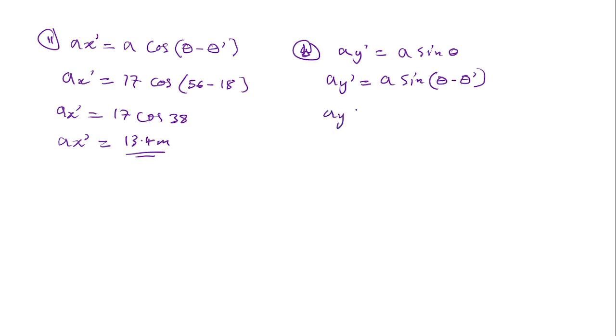So ay complement is simply equal to 17 sine. We know we are going to have the same thing, 56 minus 18 is simply 38. So ay complement is simply equal to 10.4 meters. So this is how easily you can do this particular question.